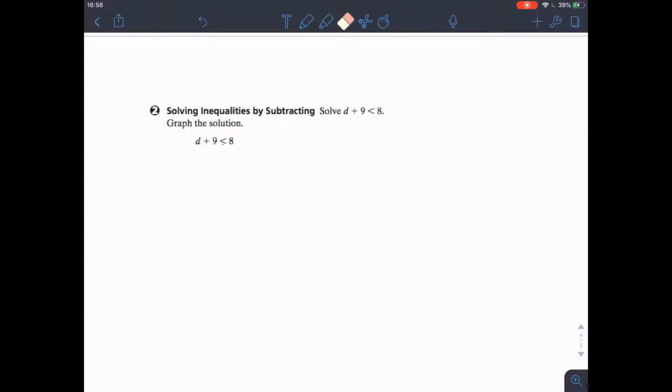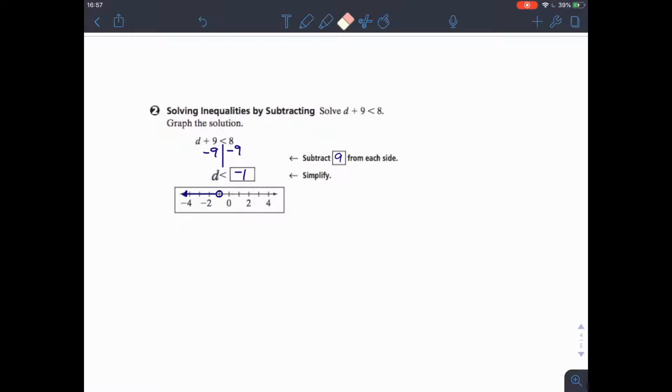Next, we're going to solve this inequality. You can pause the video to try to solve and graph d plus 9 is less than 8 on your own. How did it go? Since we see addition, we are going to undo it by subtracting 9 from both sides of our inequality. When we do that, we're left with d is less than -1.